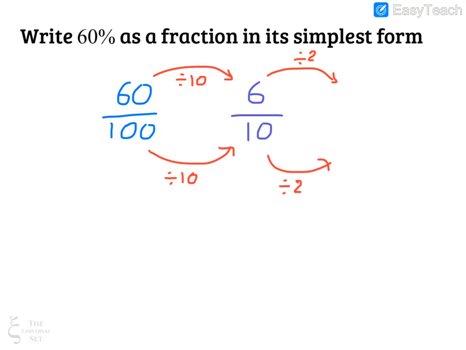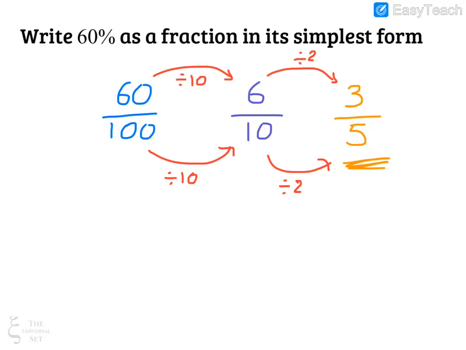There we go. Which means my final answer is going to be 6 divided by 2 is 3, 10 divided by 2 is 5. My final answer is 3/5. So 60% is the same as, it's equivalent to 60 hundredths, but it's also the same as 6 tenths, and if we go to its simplest form, it's the same as 3/5.